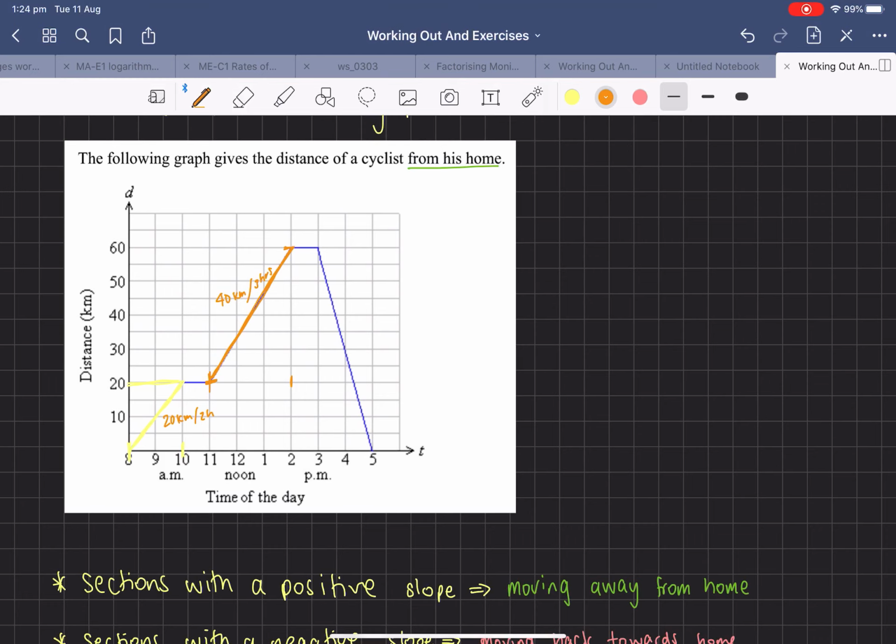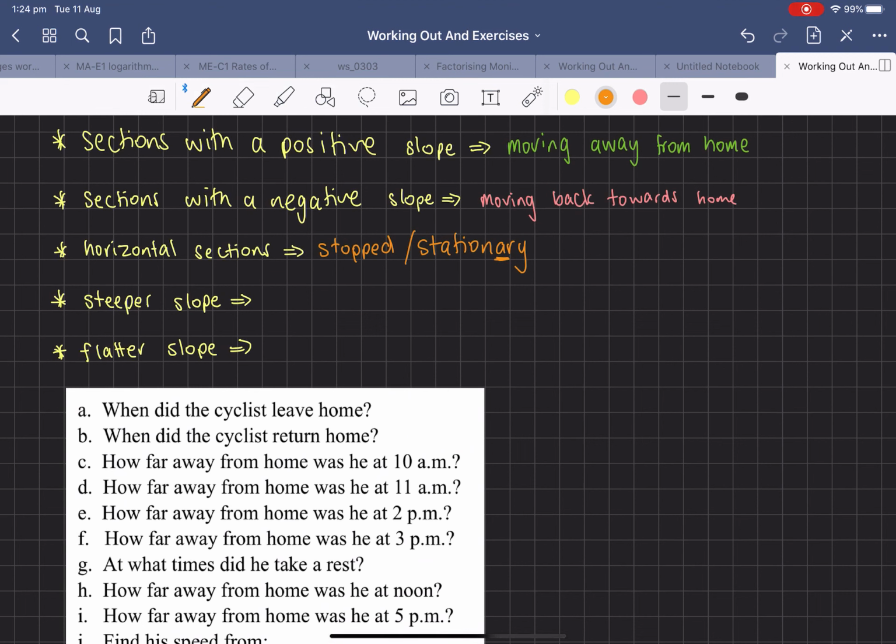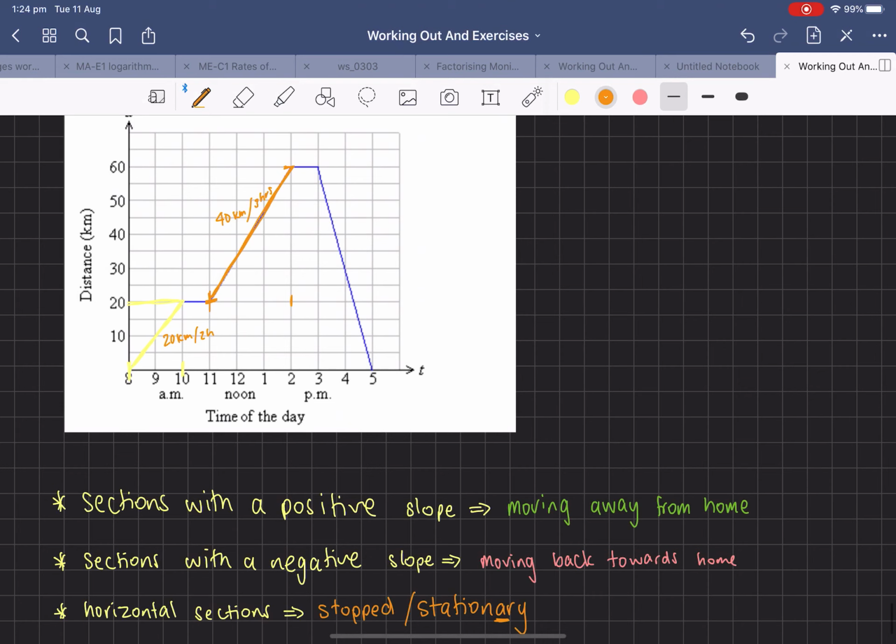So let's write that down here. Steeper slope means they are travelling faster, in other words. Because they're travelling more distance in a small amount of time, means they're actually travelling faster. And we can see that back here. This was 20 kilometres in 2 hours, so that's 10 kilometres per hour. And this was 40 kilometres in 3 hours, that's actually 13.3 kilometres each hour.